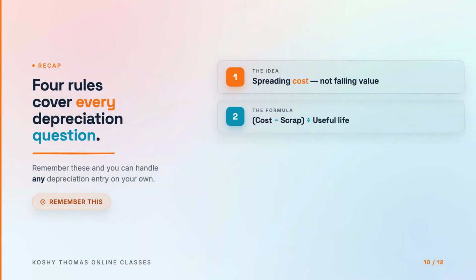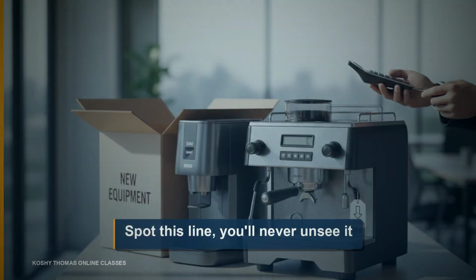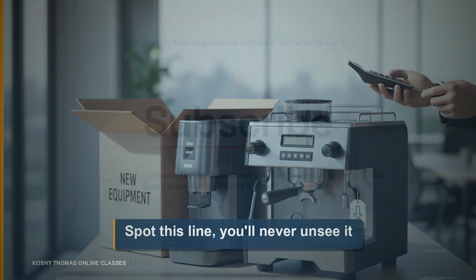So hold on to 3 things. Depreciation spreads a big cost over the years that benefit, it is not the market value falling. Straight line is cost minus scrap, divided by useful life. And the credit never goes to the asset, it goes to accumulated depreciation. 2 sides, always. If that made sense, you genuinely understand fixed assets better than most people in your batch.